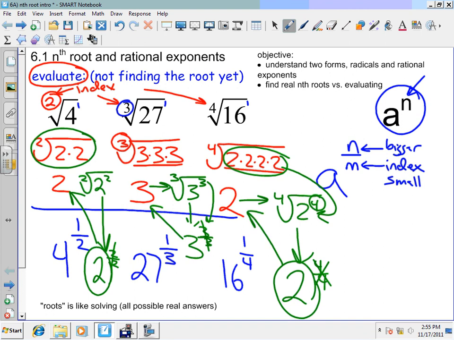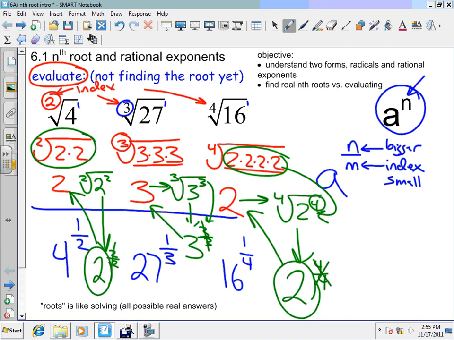Okay, so the key to pick up here is not as much the green. Don't worry if you didn't get all that. We'll talk about that a little more in class. But how to convert from the red to the blue form, how to go from a radical to a rational exponent.